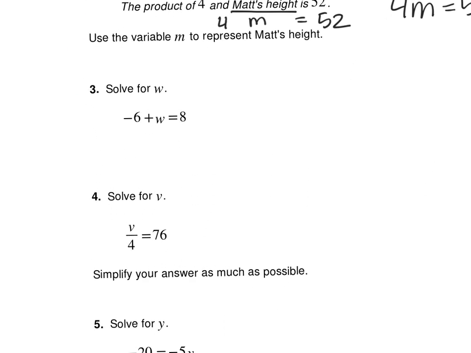Moving on to problem 3, we're just solving these one-step equations. So this is my variable side, this is my number side. I want to leave my w on this side, so I need to move my -6 here. And to do that, I use my inverse operation of addition. What I do to one side, I do to the other, and I'm left with w equals 14.